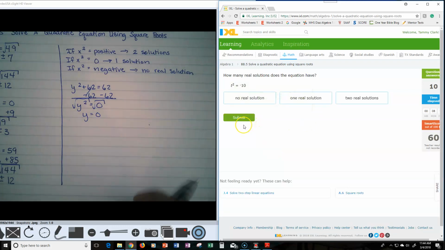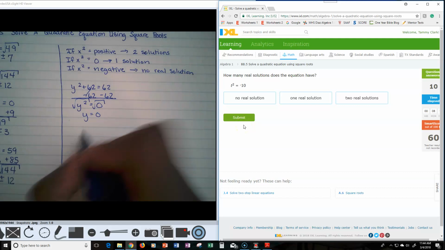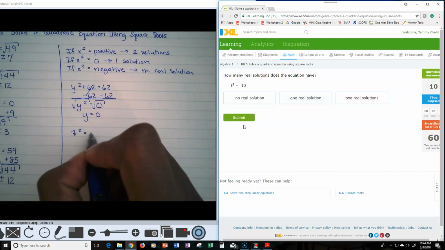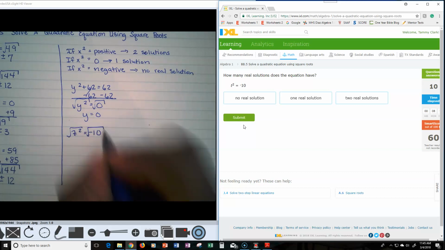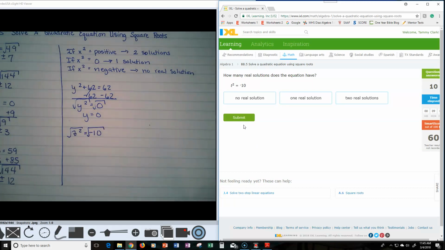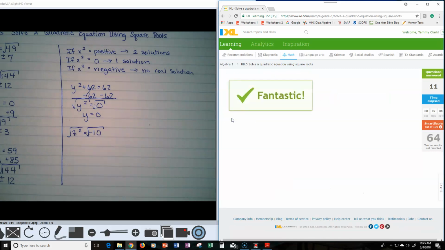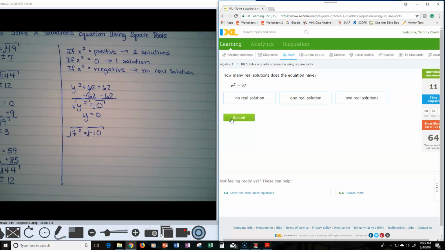This one, t squared is equal to negative 10. Well, you can't technically take the square root of a negative number. So this would be no real solution. And Algebra 2 will show you how to do it. Again, it's called imaginary numbers. So that's how you do these.